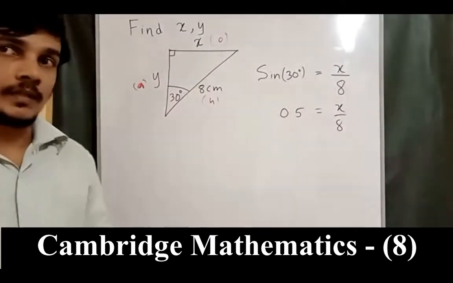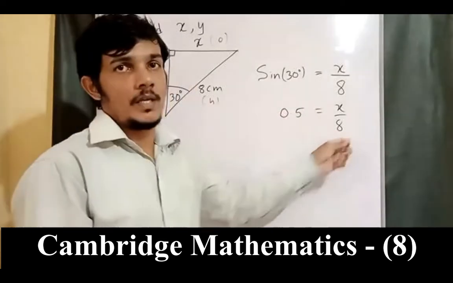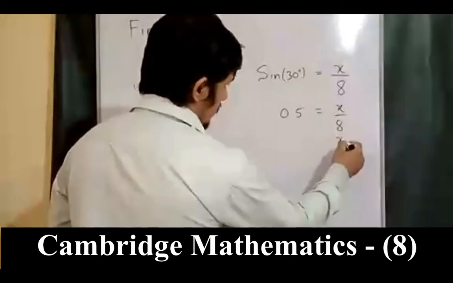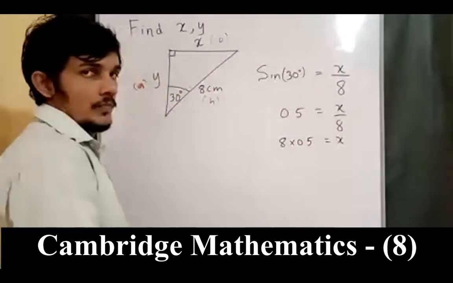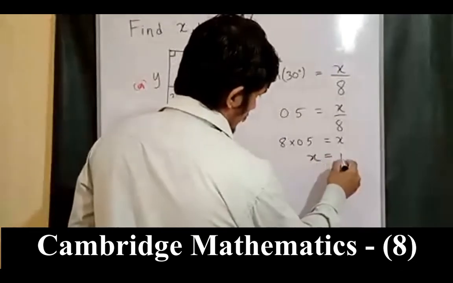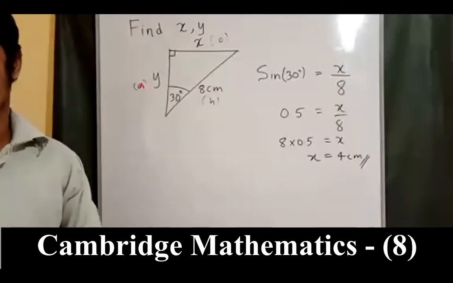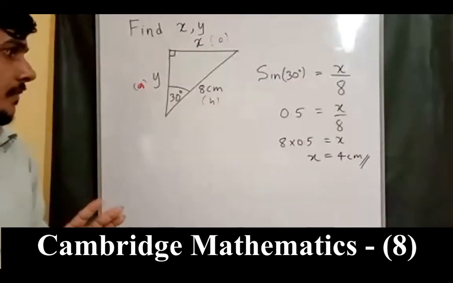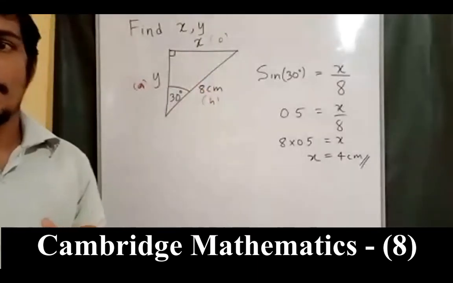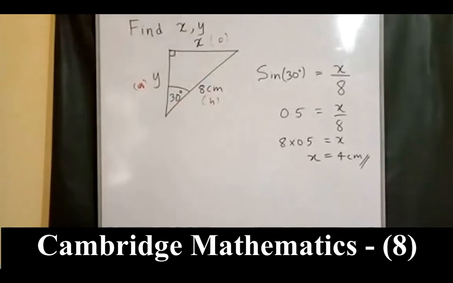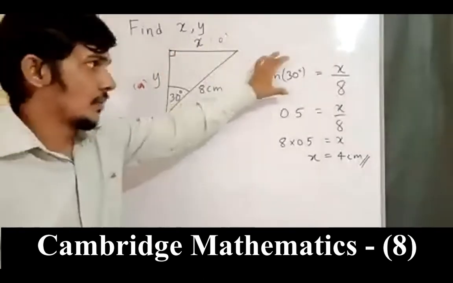Then you have learned a method called cross multiplication method. So I multiply this 0.5 by 8 to get the answer for x. So that will be 4 centimeters. So x equals 4 centimeter. May I know whether you all got it? Is it clear? How we found the value of x, the length x? Is it clear? Yes, sir.